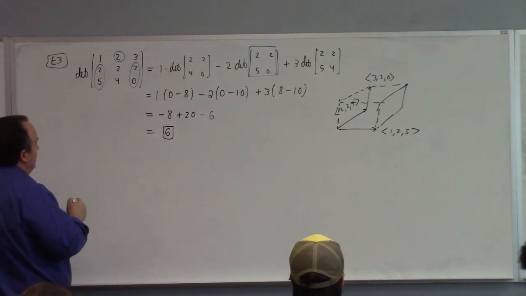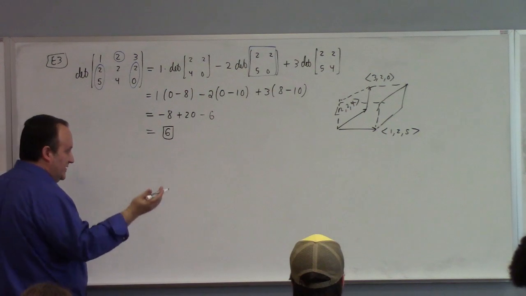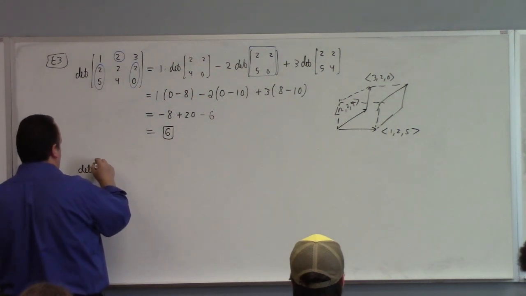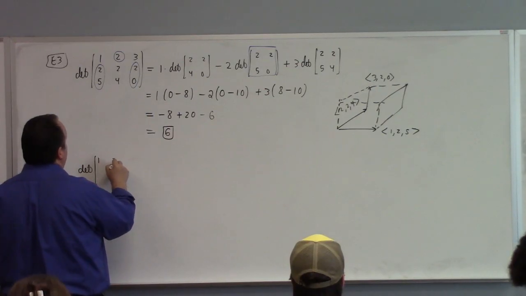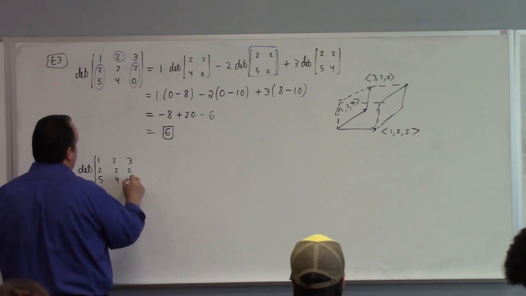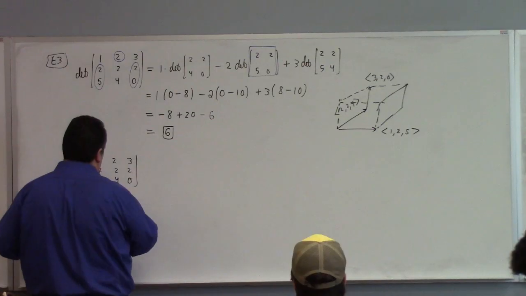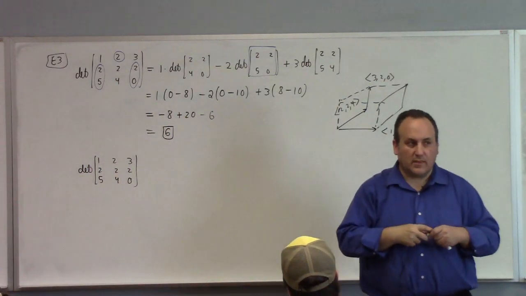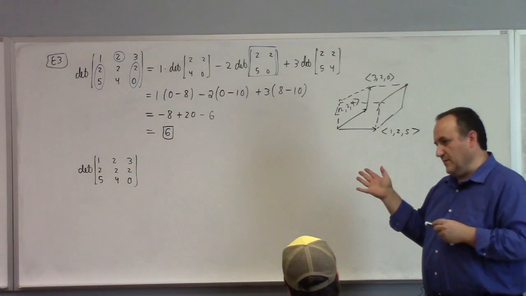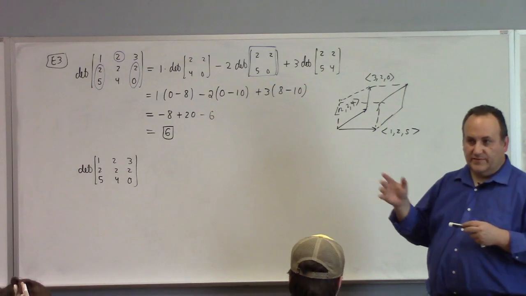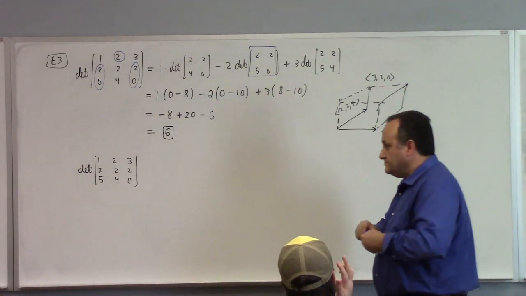So that's one of the significances of this. Let's look at this a really different way. Determinant of 1, 2, 3, 2, 2, 2, 5, 4, 0. My default, guys, is to expand on the top row, but we can actually expand the determinant along any row or column. So let's try expanding on a column instead of a row.